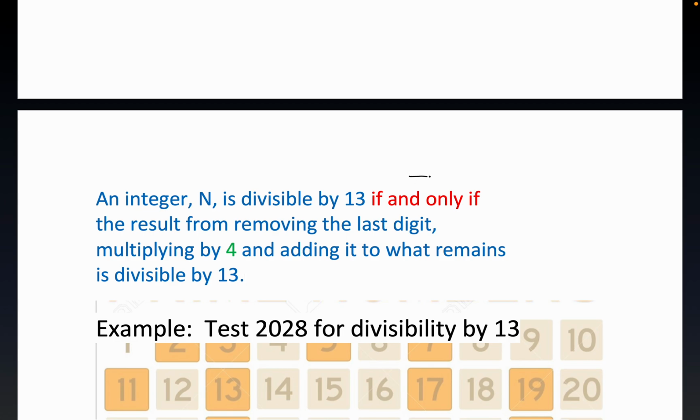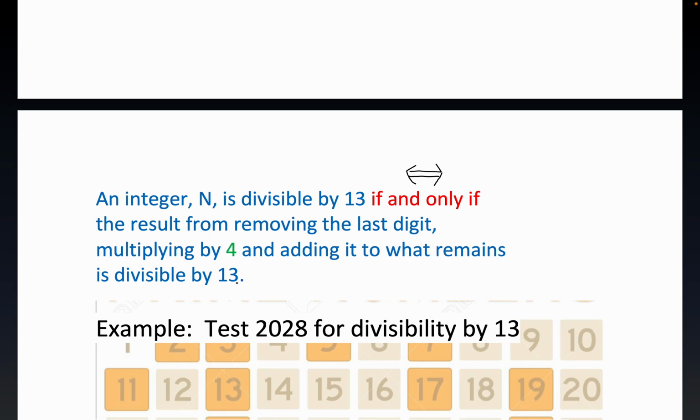Hey everybody, tonight we're going to try to prove an integer divisibility test by 13. And this "if and only if" is the old fogey's way of using the double arrows. If and only if is logically equivalent. So an integer n, we want to prove this, is divisible by 13 if and only if the result from removing the last digit, multiplying by 4, and then adding it to what remains is divisible by 13.